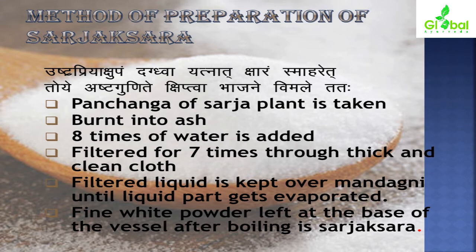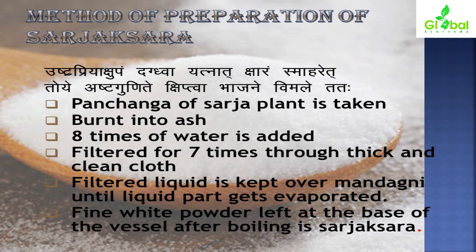Coming to the method of preparation of this Sarja Kshara, in Rasatarangini it is said that it is prepared from a plant named Ushtrapriya, which is somewhat similar to small kapikachu. It can be prepared by the general method of preparation that we already discussed in the first part. In the Punjab region, this herb is called lana. That lana is burned and made into alkali, which is called Sarja Kshara.